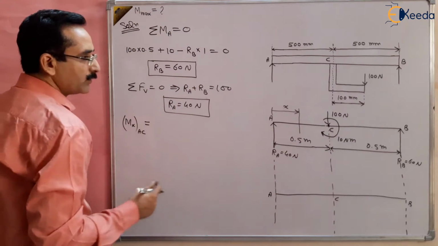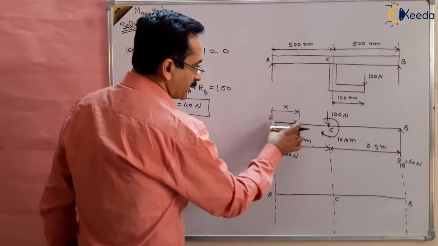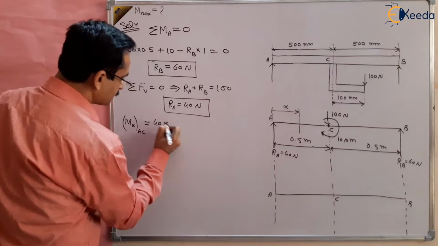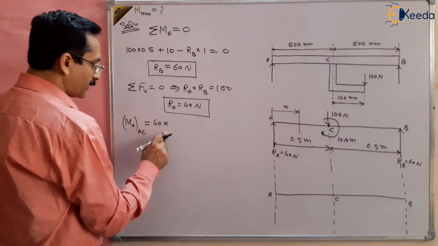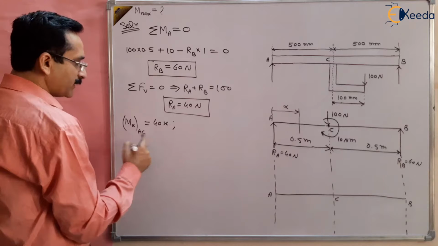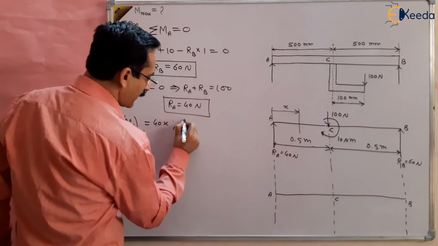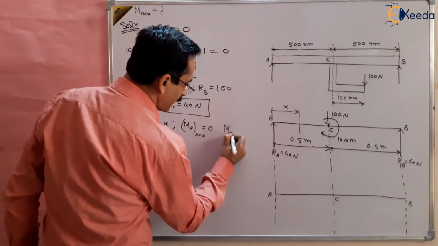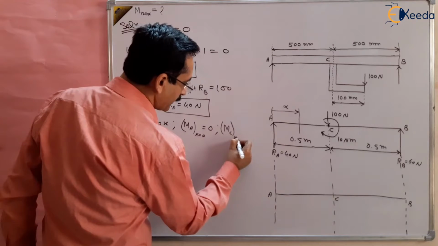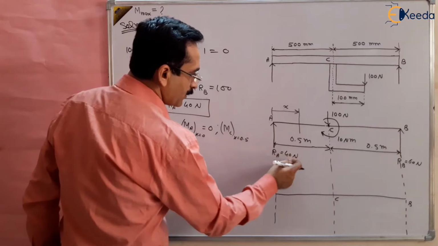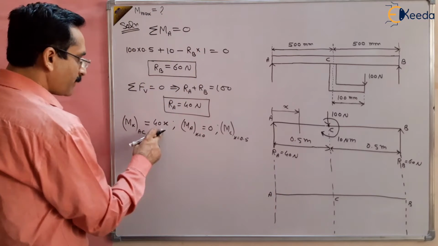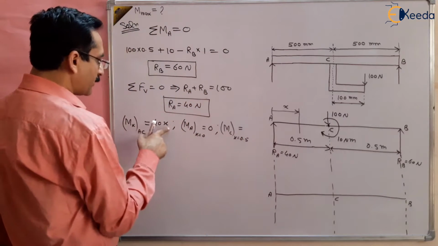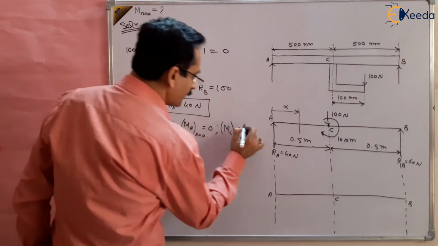That will be equal to force multiplied by the distance, that is 40x, and it is positive, so 40x, and it is valid between A to C. So what is MA? At point A, x will be equal to 0, so this will be 0, and at point C, x will be equal to 0.5 meters, so 40 multiplied by 0.5, this will be 20 Newton meter.